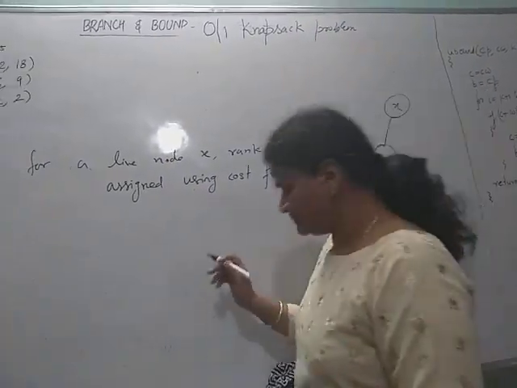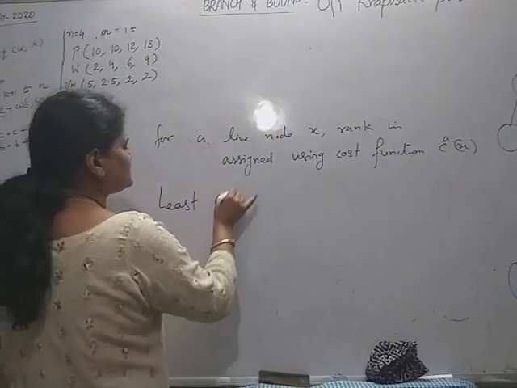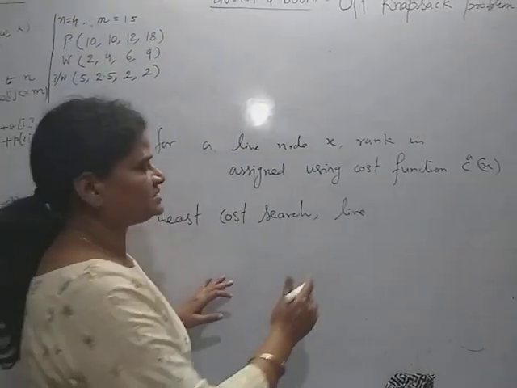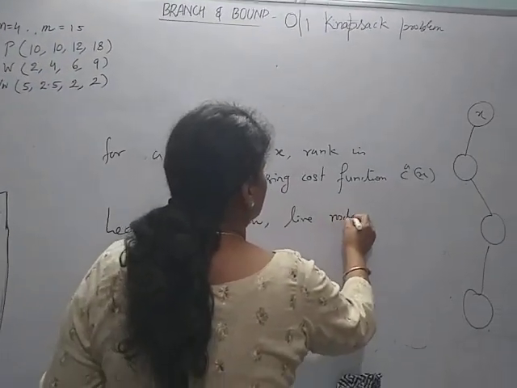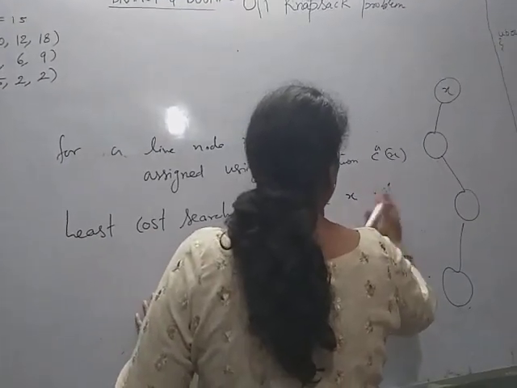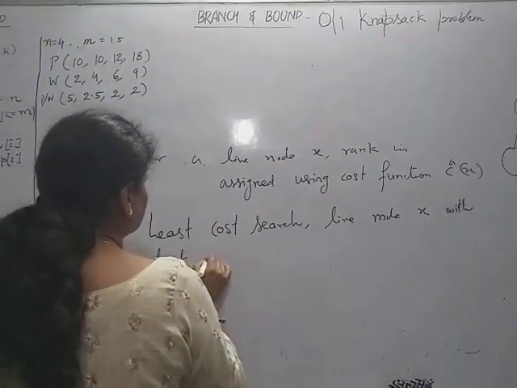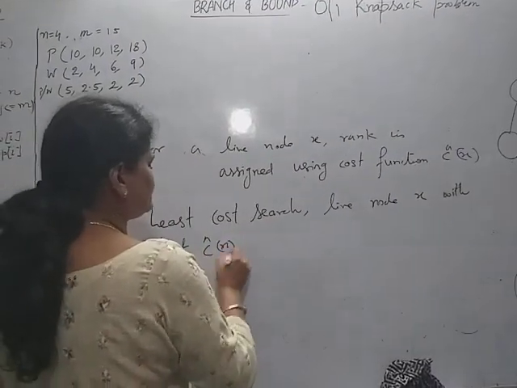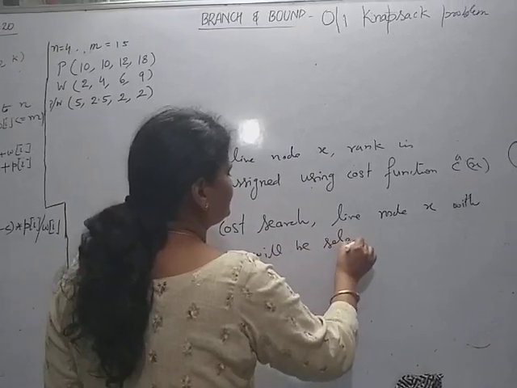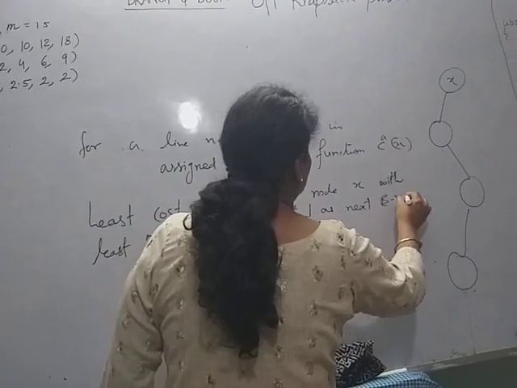So here in least cost search, the live node X with least C cap X will be selected as the next E node. Okay.